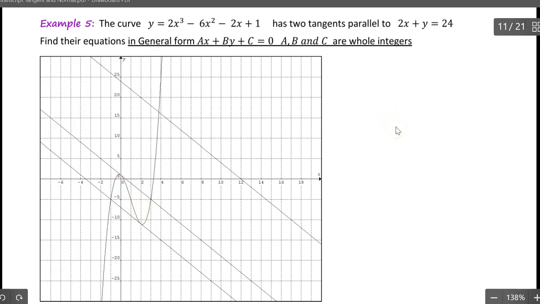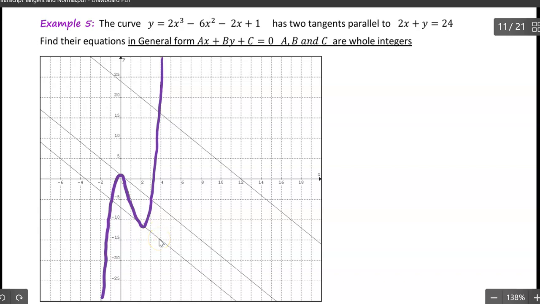Okay, so let me trace this shape for everyone. It has a shape like this. So according to this diagram, you see that this curve has two lines tangent to it at this point right here and at this point right here.